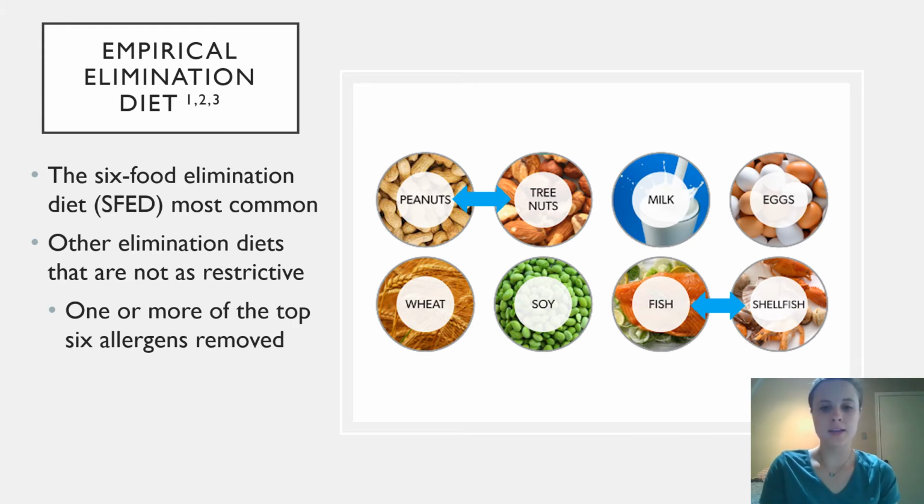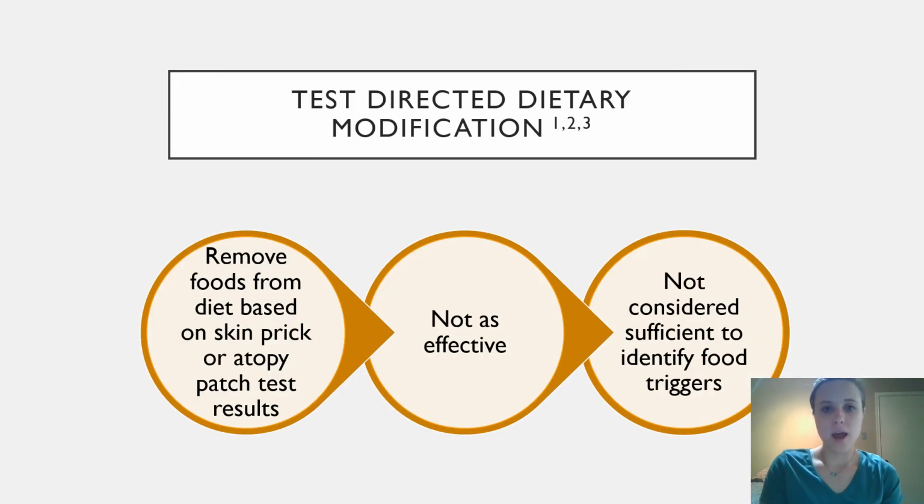And so some other elimination diets are not going to be as restrictive. And what I mean by that is that you may remove one or more of the top 6 allergens. So you could remove wheat and see if your symptoms subside. You could remove soy and see if symptoms subside instead of removing all 6 at once. And you can speak with your registered dietitian or your doctor and determine if this would be an option for you.